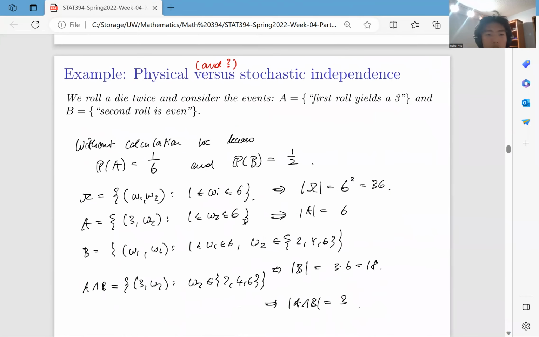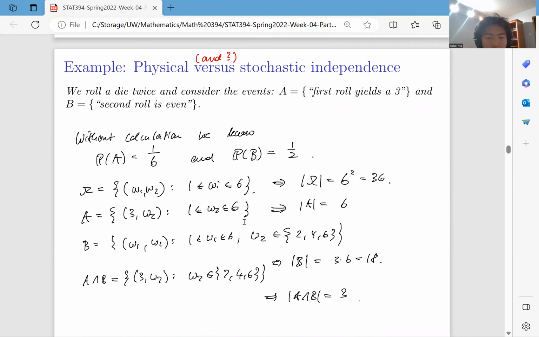So let's first see one example. If we roll a die twice and consider the events: A is the first roll is a 3, and B is the second roll is even. We can calculate P(A) is equal to 1/6 and P(B) is equal to 1/2. However, once we want to find out if A and B are independent or not, we must calculate their intersection, where both of those two events happen, and their multiplication.